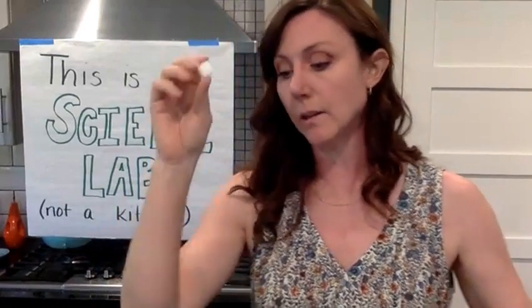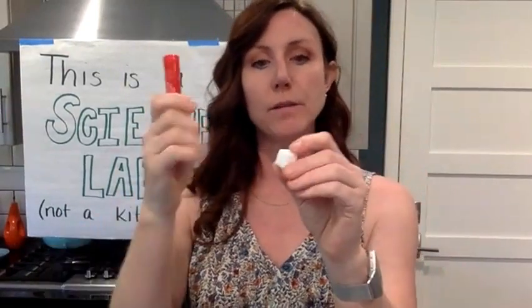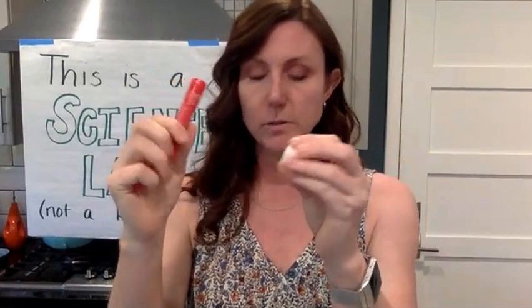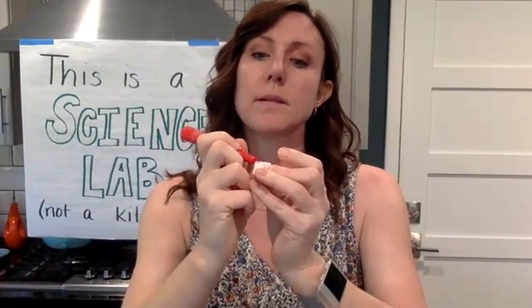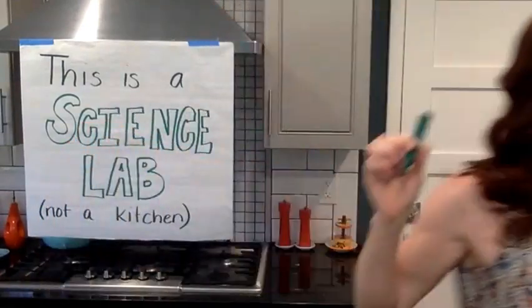Now, what we want to do is color the edges of the sugar cube. I'm going to color with a couple different colors. I'm going to start with the red, and all I'm doing is coloring the edges. I'm just going right along the edge with my marker. And I'll do that with another color, with another marker.